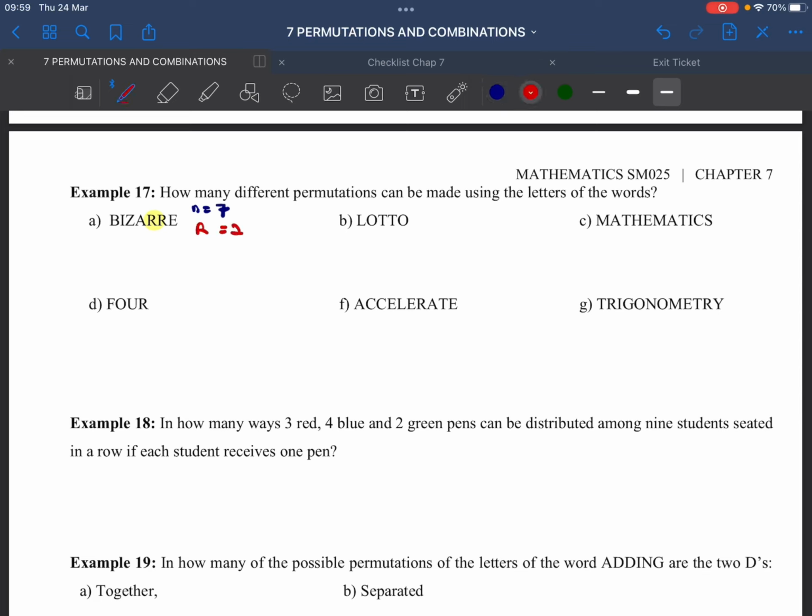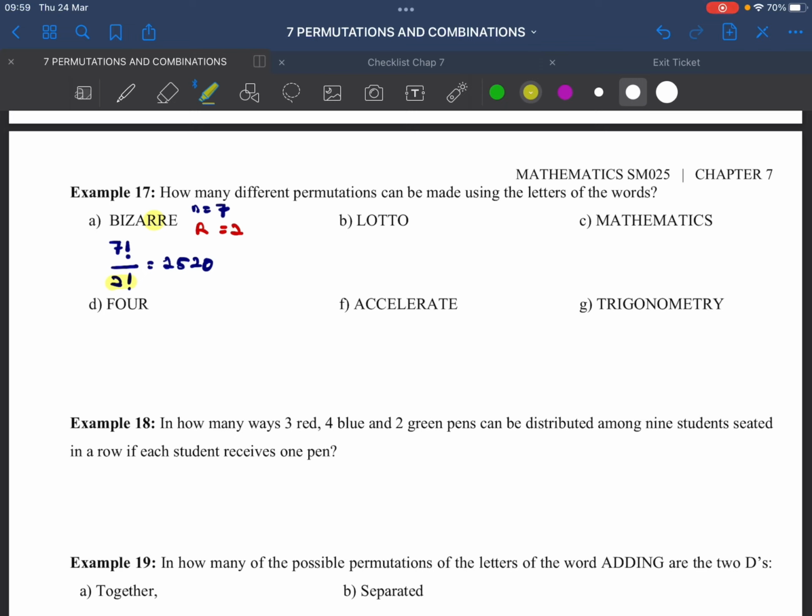So how are we going to solve this? Is actually 7 factorial. Yang di repeat tu, kamu kena bahagikan. Bahagi by 2 factorial, and that's going to be 2520. Okay, so ini ialah apa yang di-repeatkan. Okay, so if ada repeated object, you have to divide. Okay, ingat repeated object kena divide.